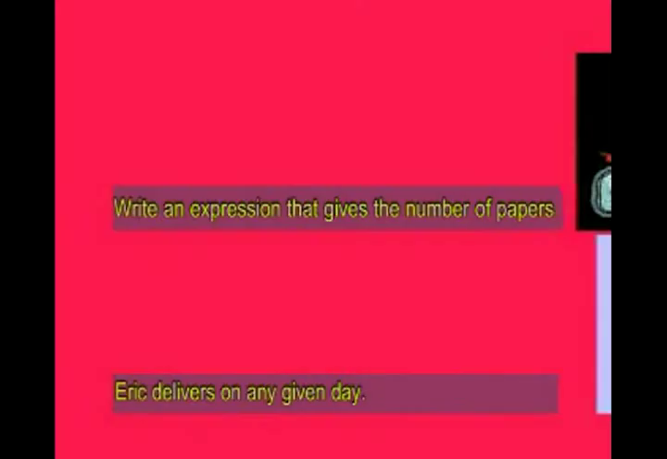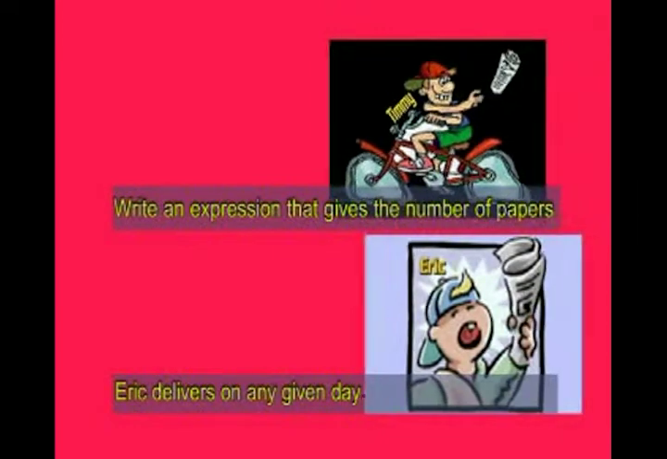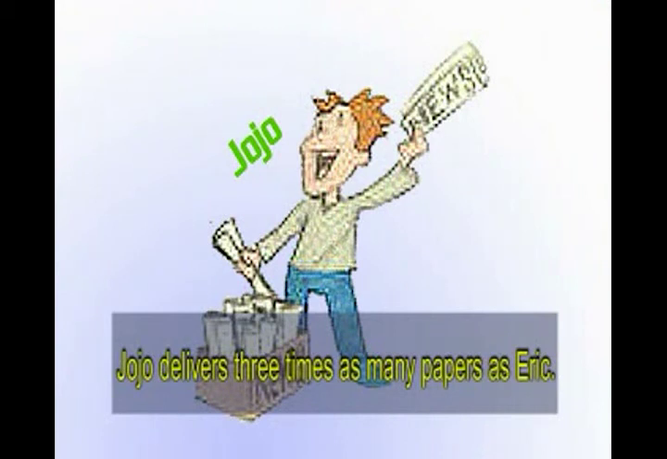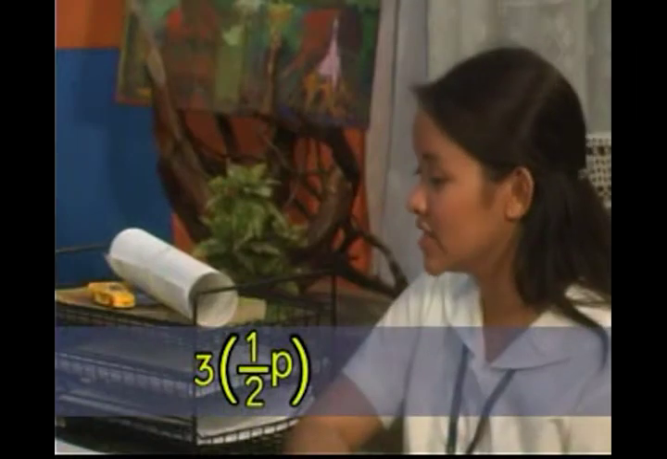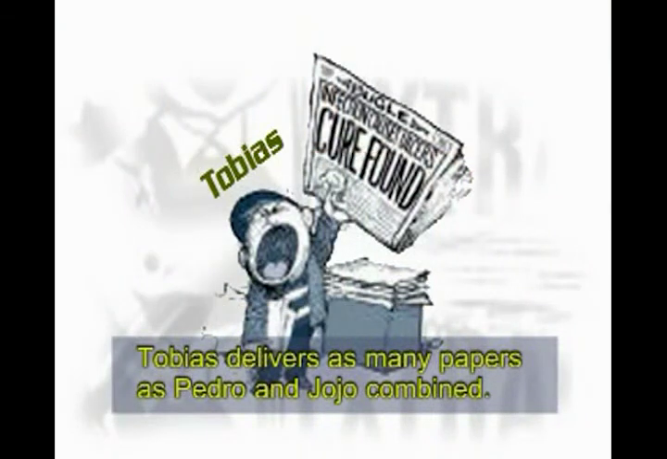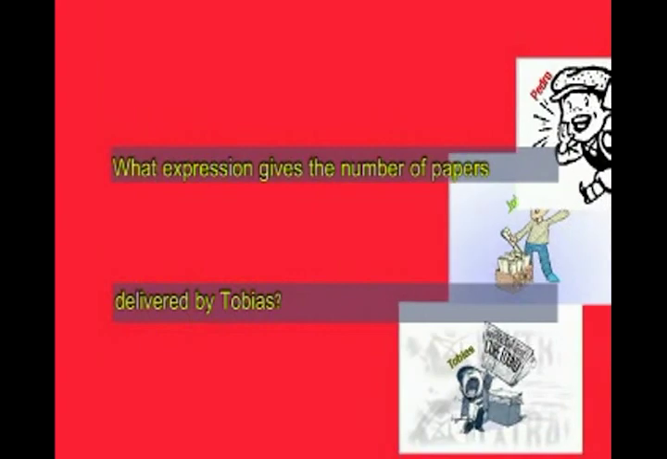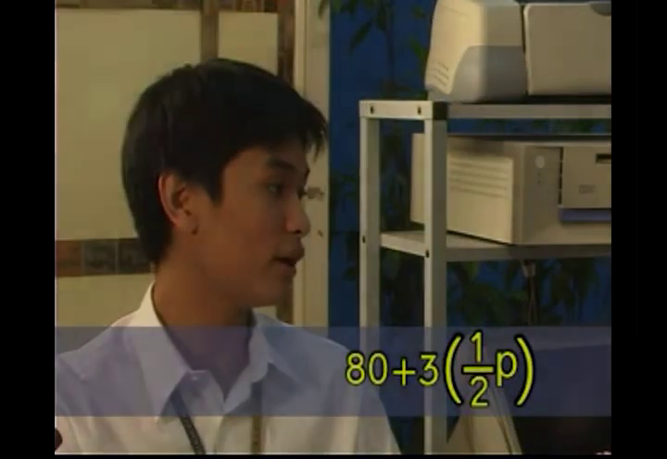Eric delivers half as many papers as Timmy. Write an expression that gives the number of papers Eric delivers on any given day. 1/2 P. Jojo delivers 3 times as many papers as Eric. What expression gives the number of papers delivered by Jojo? 3 times 1/2 P. Tobias delivers as many papers as Pedro and Jojo combined. What expression gives the number of papers delivered by Tobias? 80 plus 3 multiplied by the quantity of 1/2 P.